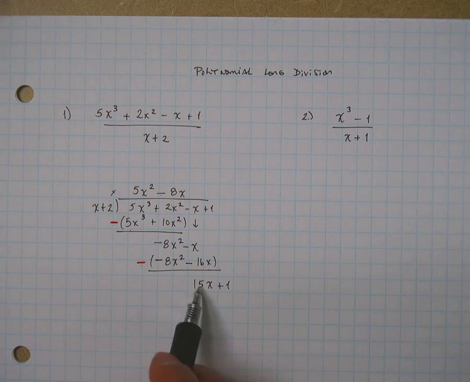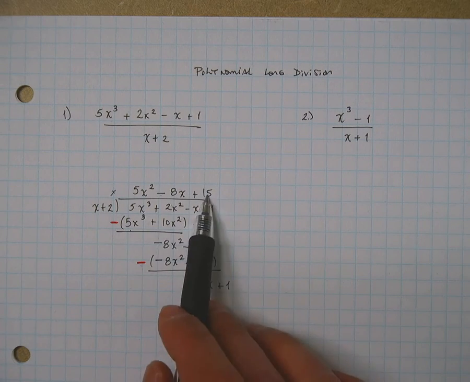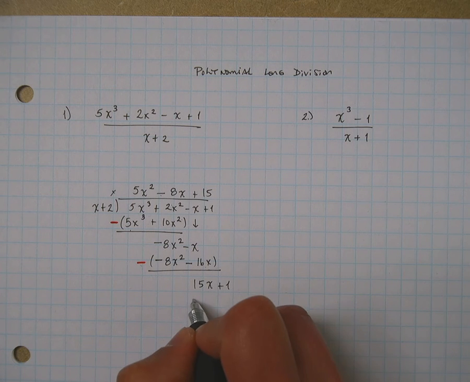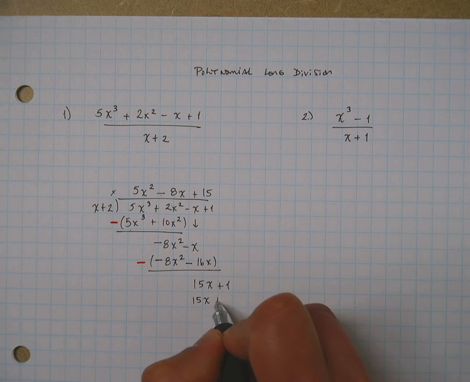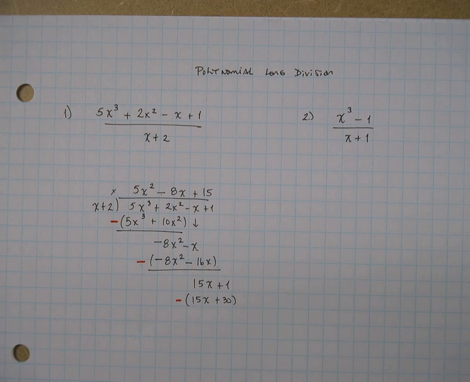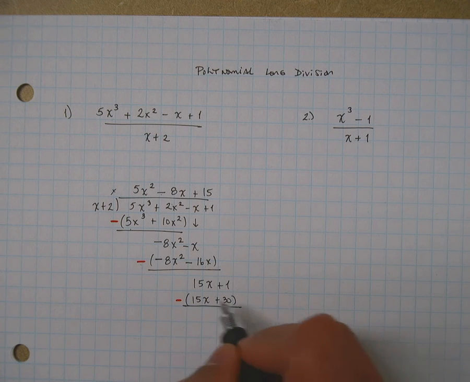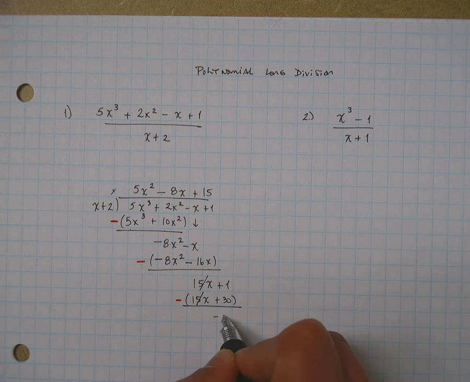And then what do we need if we have an x? Well, we need a positive 15. x times 15, that's going to give me 15x. x times 2, that's going to give me 30. Same thing again, we're going to subtract. And this guy simplifies, so 1 minus 30 is negative 29.